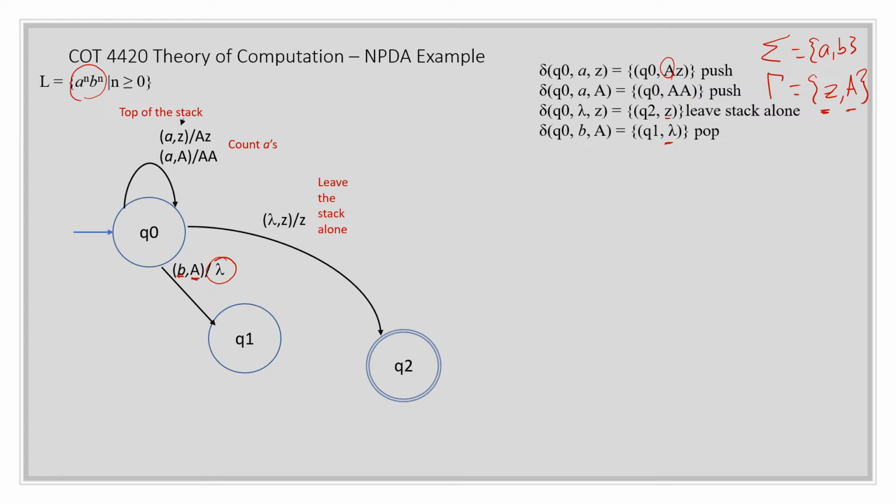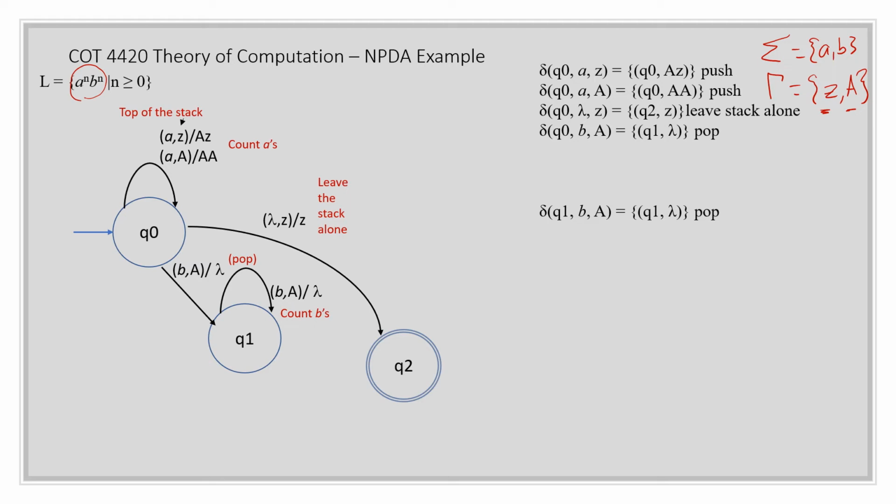So I start counting my A's. I keep counting my A's, and then if I finally get a B, then I'm going to move into another state so I can start to count my B's. So every time there's an A on top of the stack, I'm just going to continue as long as there's an A. I'm just going to continue to count my B's, right?